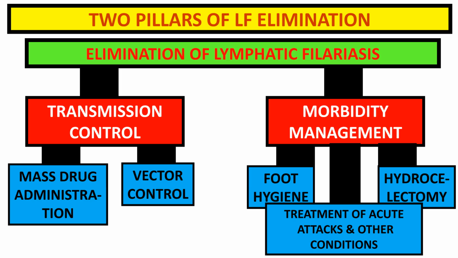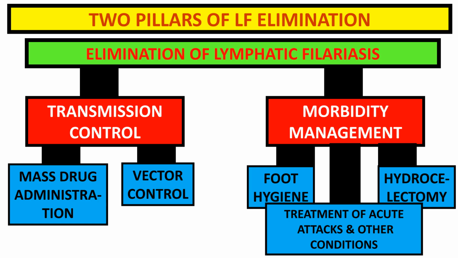WHO's elimination strategy rests on two main pillars: transmission control and morbidity management. Transmission control aims to interrupt the spread of disease. This has two components. First, mass drug administration, or MDA. This involves giving preventive treatment to entire at-risk populations, typically annually, regardless of infection status.